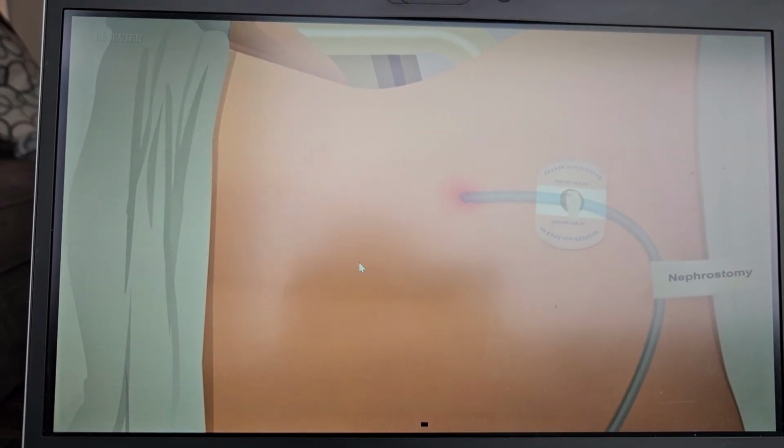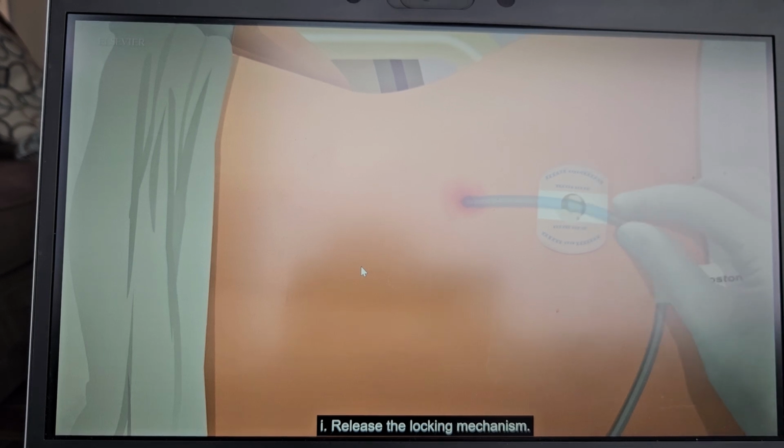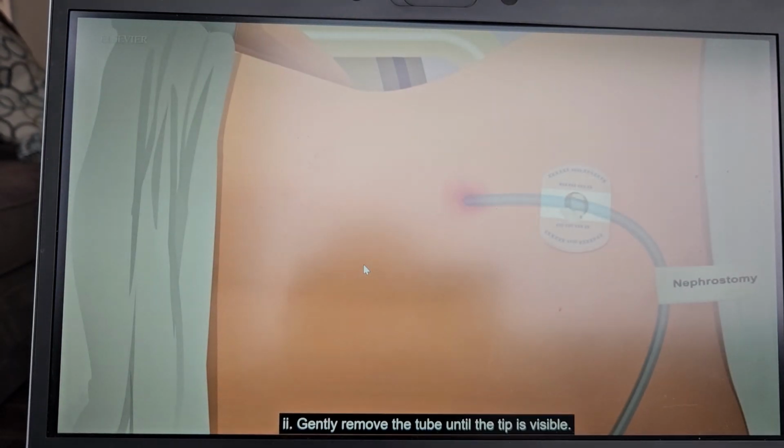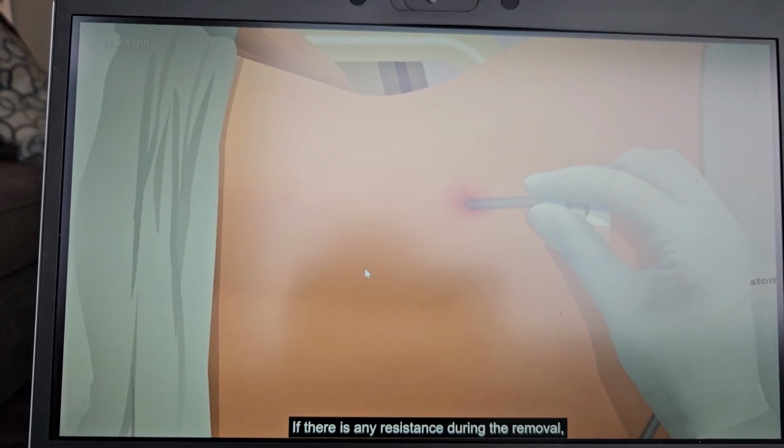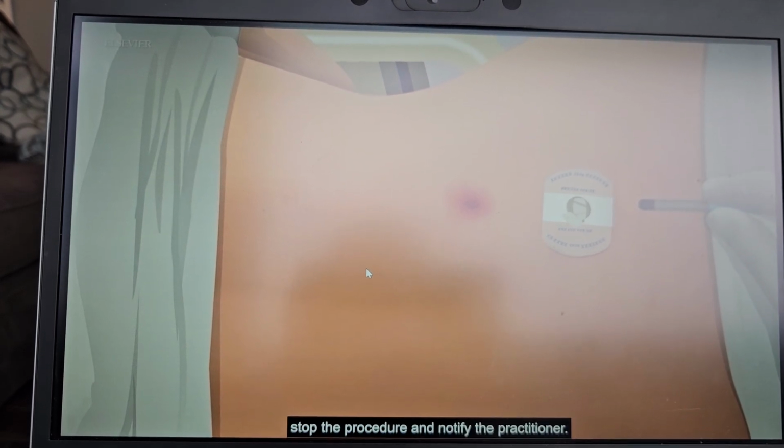Remove the catheter. Small bore catheter or pigtail. Release the locking mechanism. Gently remove the tube until the tip is visible. If there is any resistance during the removal, stop the procedure and notify the practitioner.